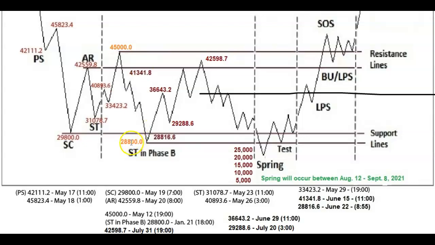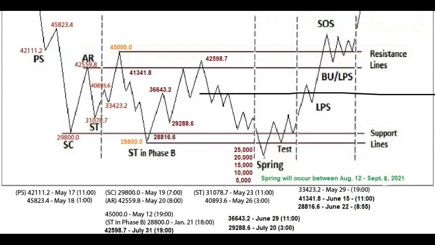ST and phase B has always been the floor. And so once you go below 28,800, you probably are moving to the spring at that point. You're going to see this bottom out. Anyway, I just wanted to go over some of this. I think it's extremely interesting that this is following this chart pretty closely.